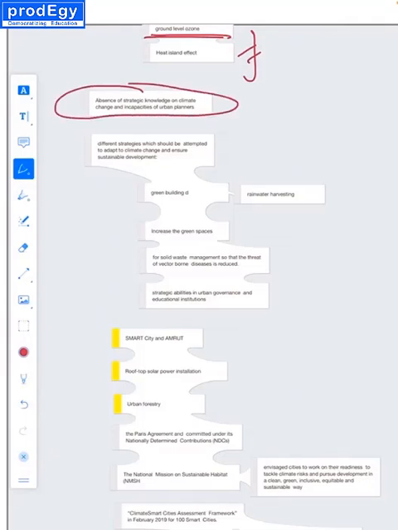And why are all these things happening? All these things are happening because of absence of strategic knowledge on climate change and incapacity of urban planners to comprehend and respond to these challenges. And such a situation is much more prevalent in developing countries like India. What are the different things which can be done to counter such things? There must be green building initiatives. The carbon footprint of buildings should be as low as possible. There should be initiatives of rainwater harvesting to tackle the challenge of water stress. Green spaces in urban areas must be increased. Solid waste management practices should be improved to counter the threat of vector-borne disease.